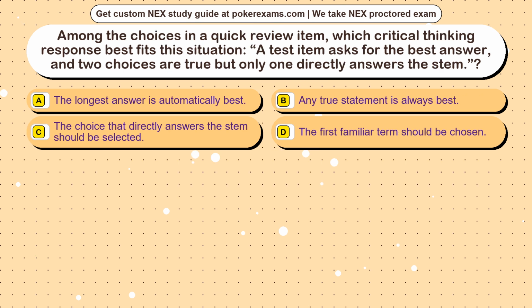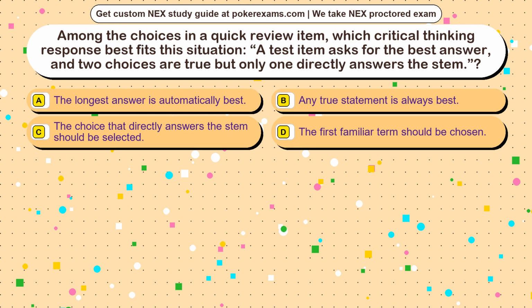Question 15. Among the choices in a quick review item, which critical thinking response best fits this situation? A test item asks for the best answer, and two choices are true but only one directly answers the STEM. Option A. The longest answer is automatically best. Option B. Any true statement is always best. Option C. The choice that directly answers the STEM should be selected. Option D. The first familiar term should be chosen.